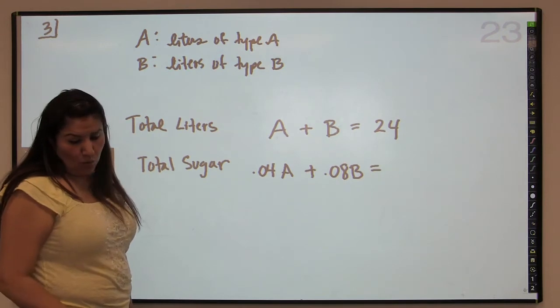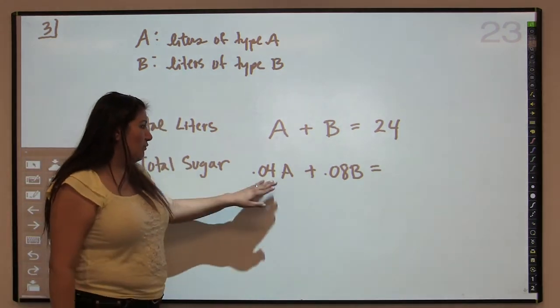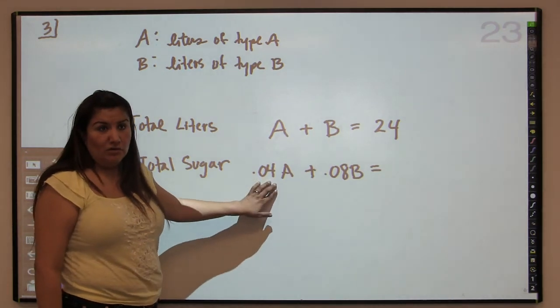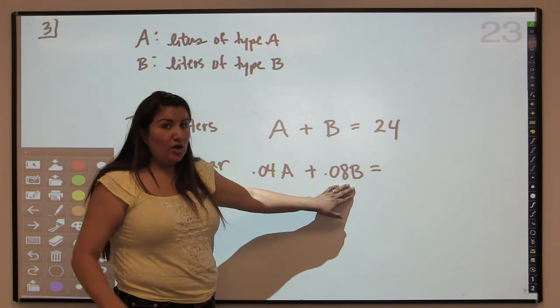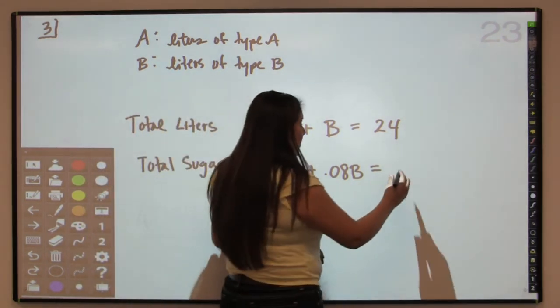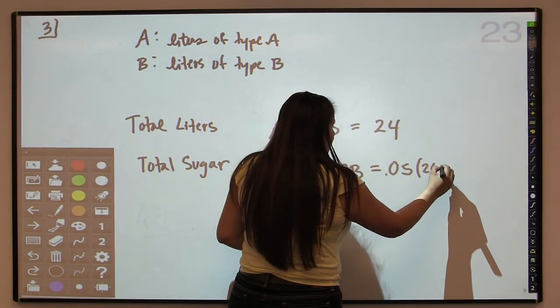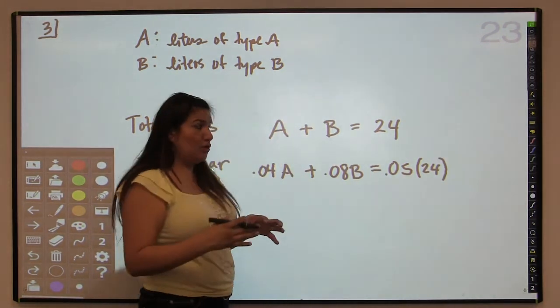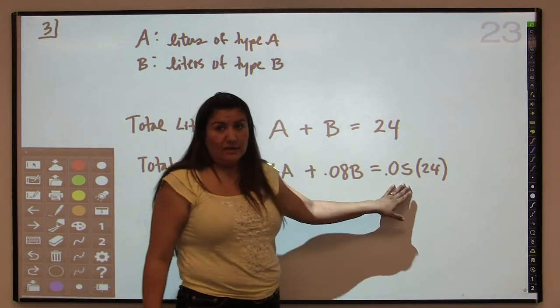And then it says that you want to create a 5%. So basically what's happening is you have one type of drink that has a little bit of sugar, 4%, and one that has a lot of sugar, 8%, and you want to mix the two to create one that's going to be 5%. And when you're done, when you mix the two, you're going to end up with 24 liters of this. But it's going to be 24 liters at 5%, okay?